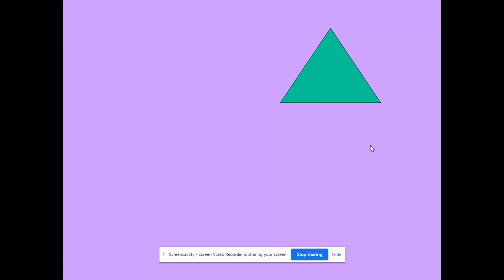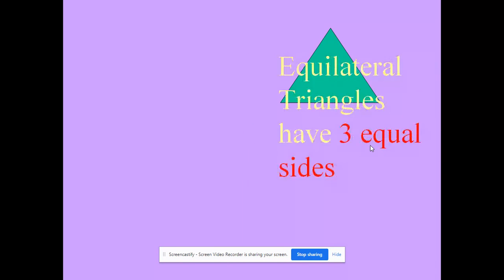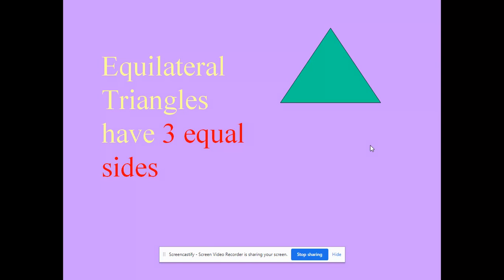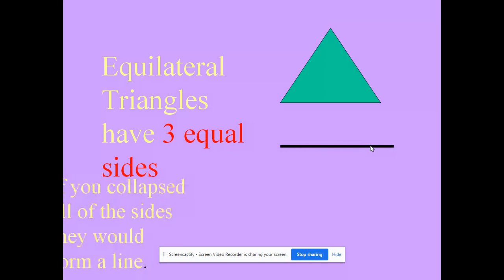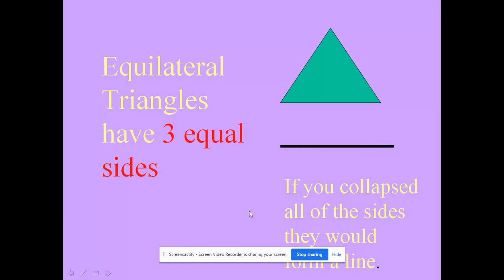And here's our first triangle. It's an equilateral triangle, and equilateral triangles have three equal sides. If you look at them, you see three equal sides. You could turn that triangle in any direction and it will look the same because all the sides are equal. And if all the sides are equal, the angles have to be too. And if you collapsed all of these sides, they would form a line.